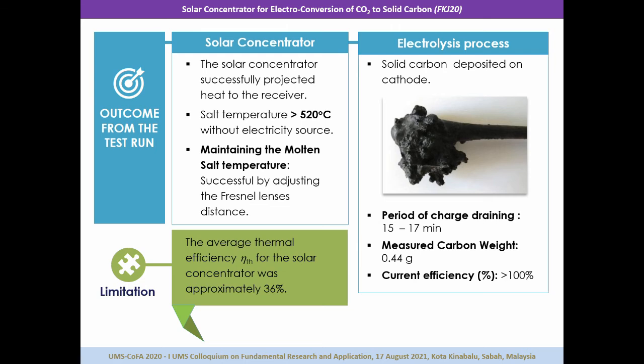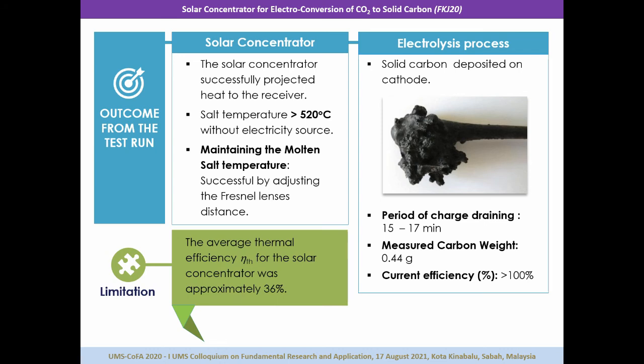The first one is the solar concentrator. It successfully projected heat to the receiver and managed to increase the temperature of the molten salts to above 500 degrees Celsius without the presence of electricity. The molten salt's temperature can be maintained by adjusting the Fresnel lens distance. The limitation of the solar concentrator, however, is that the thermal efficiency is very low, which is 36%.